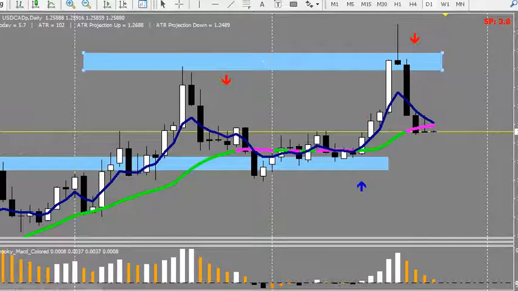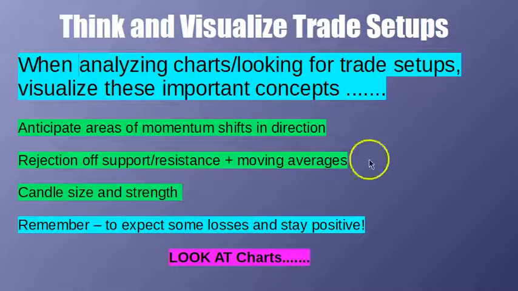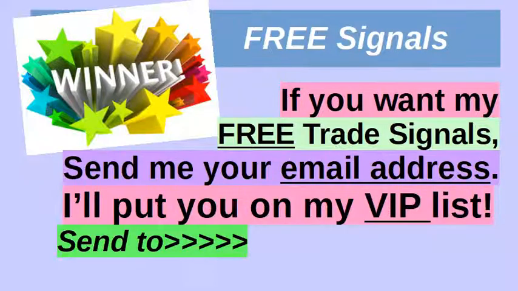I guess we're almost finished. Okay, guys, really quickly, I put this slide up once again. This is exactly what I'm looking for when I'm looking for a trade setup. So anticipate areas of momentum shifts in direction, rejection off a support or resistance, plus using the moving averages also as support or resistance for price movement. And then the candle size, I want to see larger candles, and they show me strength in price movement. Okay, so basically, again, those are the steps that I'm looking for.